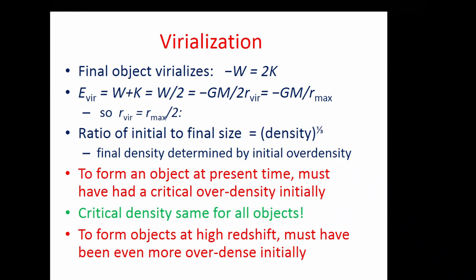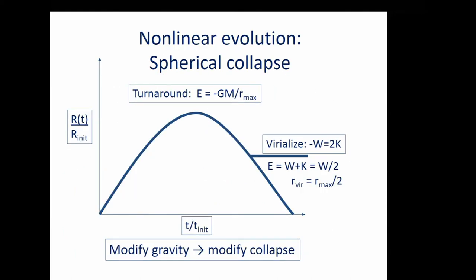And that fixed number will be different at high redshift, because the object had to be denser to pull itself together by redshift 2 compared to redshift 0. Okay? All right. So it depends on redshift, but it does not depend on the mass of the object. Okay? And that's the cartoon, right? It goes up, comes down, it doesn't come all the way down, it virializes, and you conserve energy.